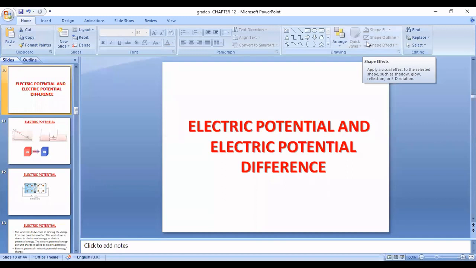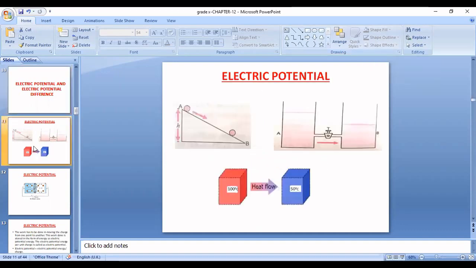Hello friends, today I am going to teach about electric potential and electric potential difference. So let's proceed. तो इलेक्ट्रिक पोटेंशियल के बारे में हम पहले बात करेंगे.